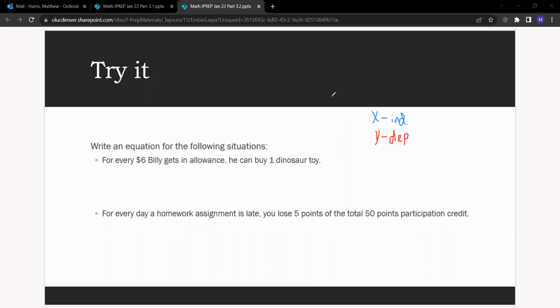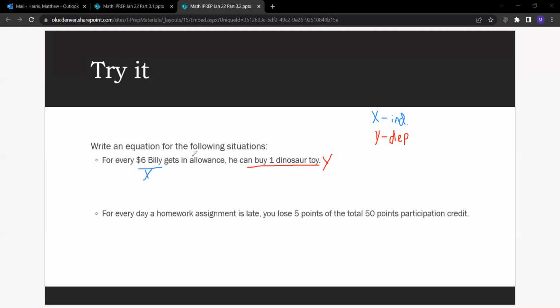So we're going to write an equation for the following situations. For every $6 that Billy gets an allowance, he can buy one dinosaur toy. Looking at this, which one depends on the other? Does the amount of dollars he has depend on the toy? Or does his ability to buy the toy depend on his money? I would say it's probably that way, right? The dinosaur depends on the money. Here's your y, and here is your x.